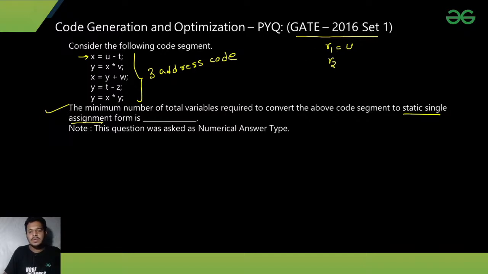Let's take R1 as U and R2 as T. So R3 is equivalent to the variable X, which is equal to R1 minus R2, because R1 minus R2 gives U minus T.